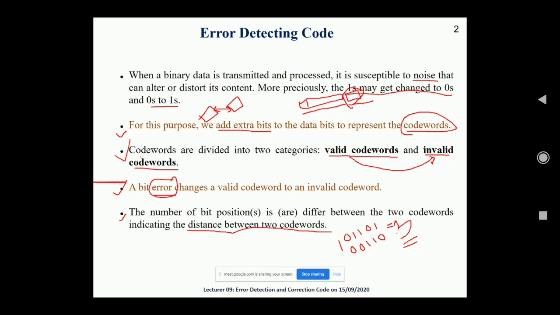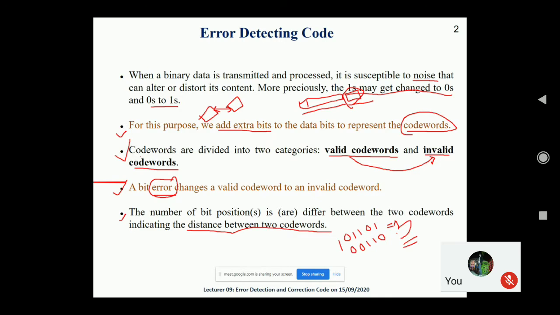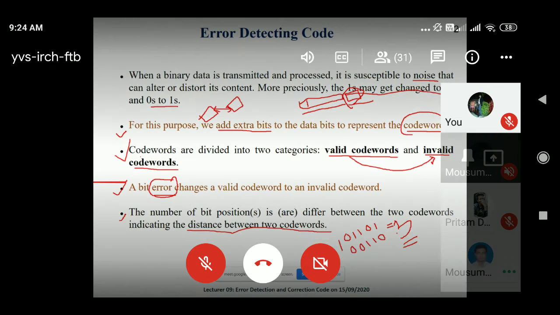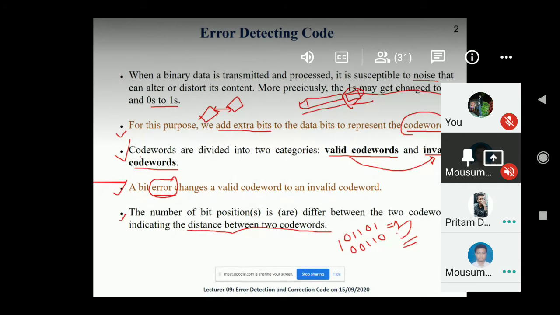Are you getting it or not? Yes, sir. Yes, sir. Okay, if any doubt, then please stop me and ask me. Are you getting my point? Sir, why? Yes, please. What are you asking? Sir, why is the difference 3?